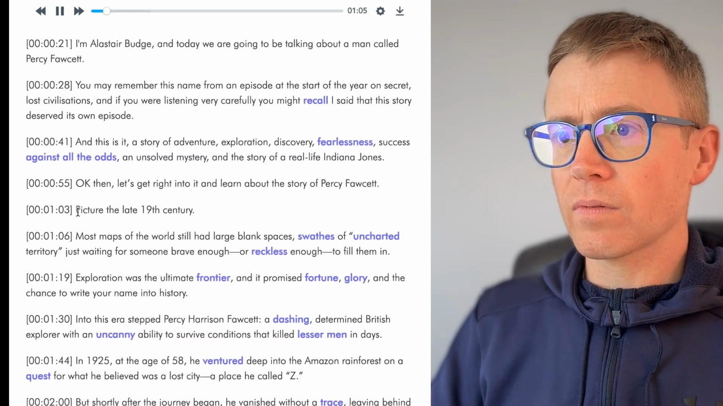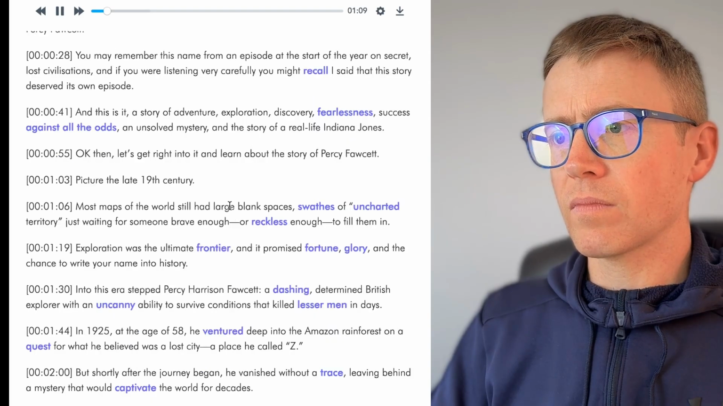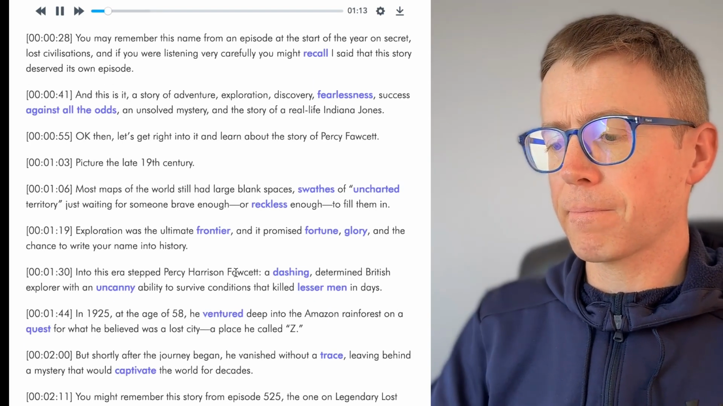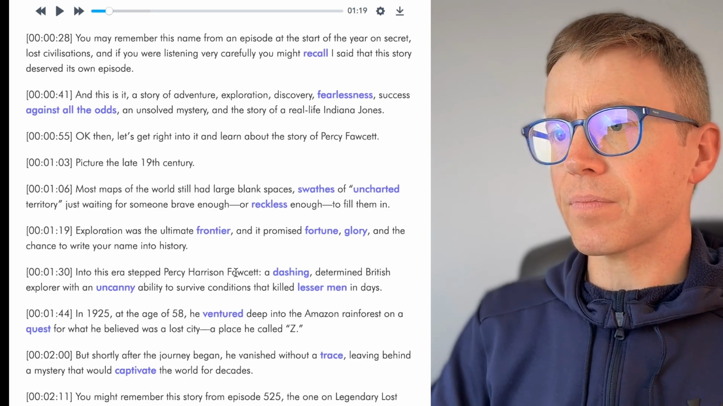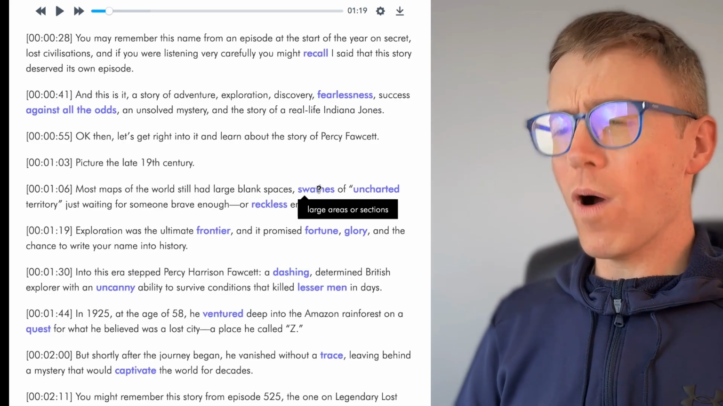Picture the late 19th century. Most maps of the world still had large blank spaces, swathes of uncharted territory, just waiting for someone brave enough or reckless enough to fill them in. Okay, swathes is quite a good word.